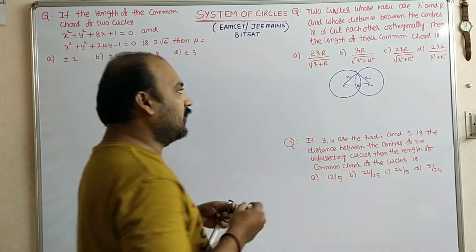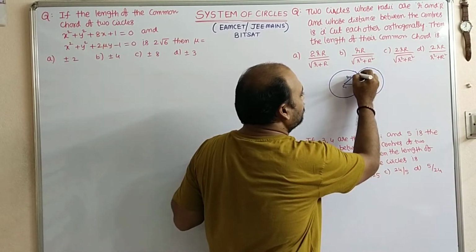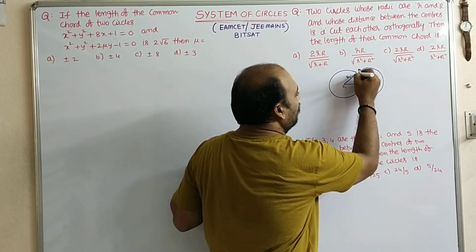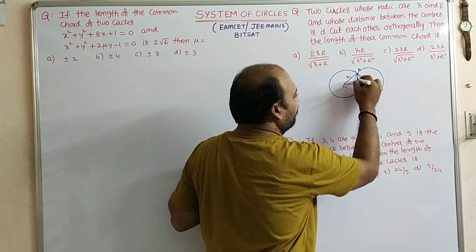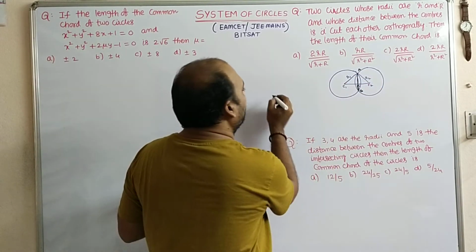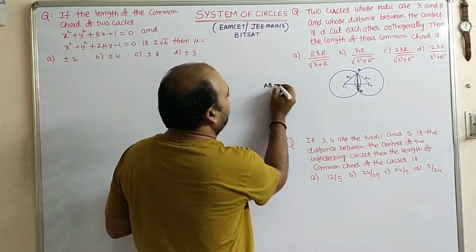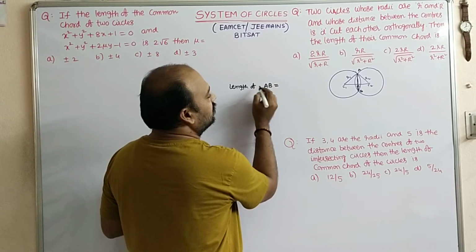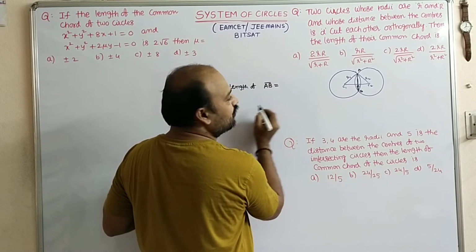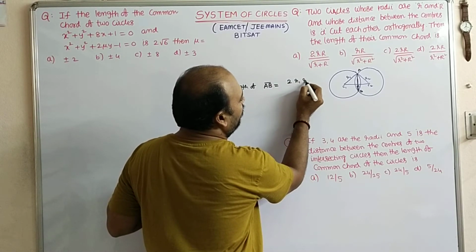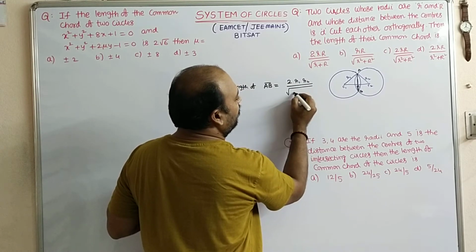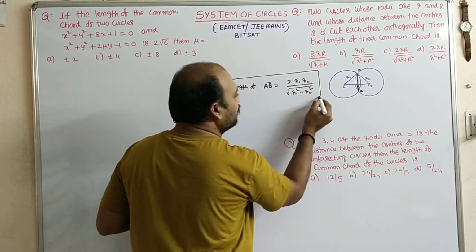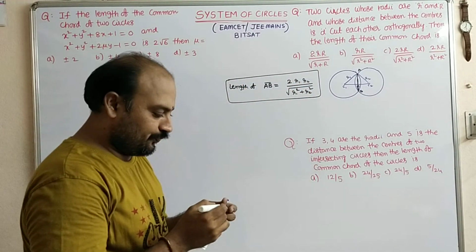The length of the common chord is required now. So this is called the common chord. This is point A, this is point B. This is called the common chord, length of common chord. We have a standard formula: AB is equal to 2 into R1 R2 divided by root over R1 square plus R2 square. This is the standard formula which we discussed in the previous video.